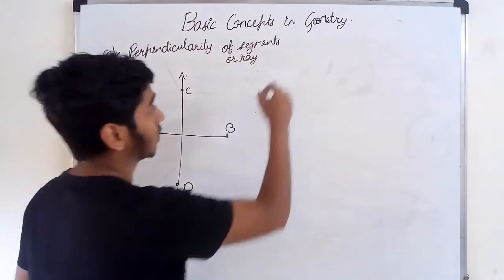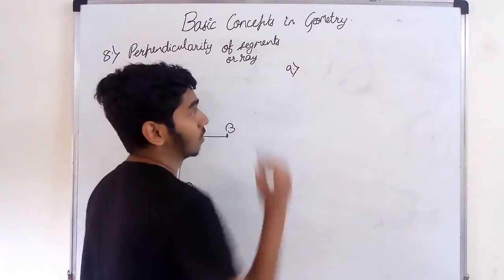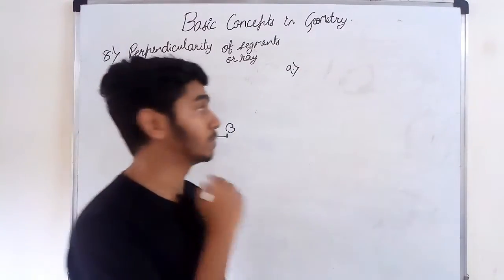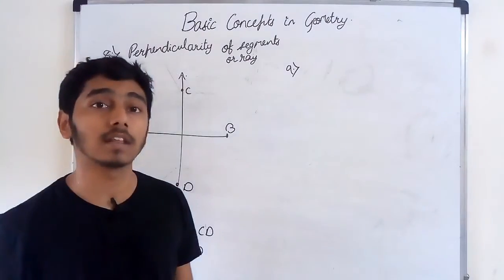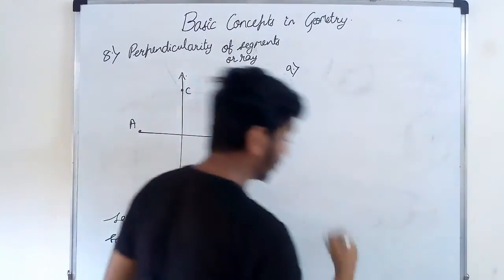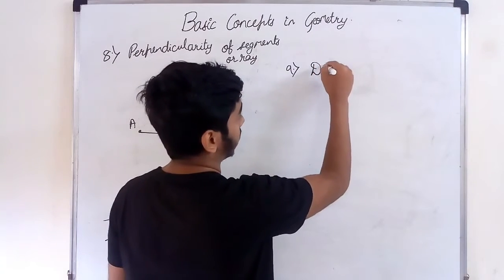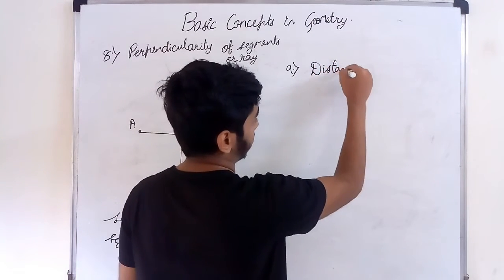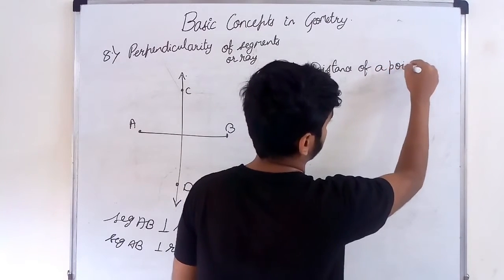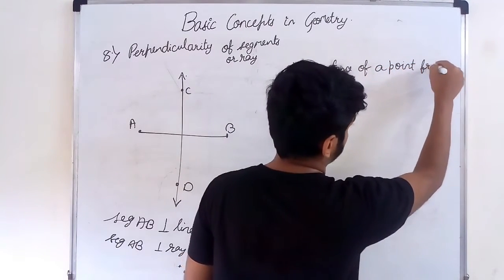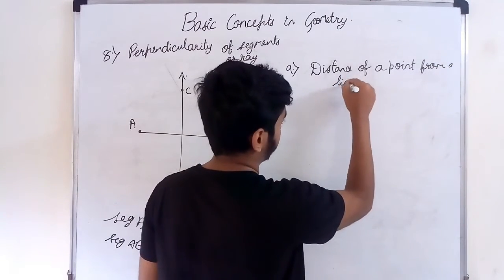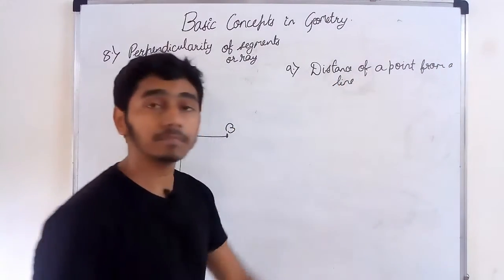Now let's see the last concept. And then after that we'll solve questions based on the concepts which we have discussed till now. So the last one is distance of a point from a line.